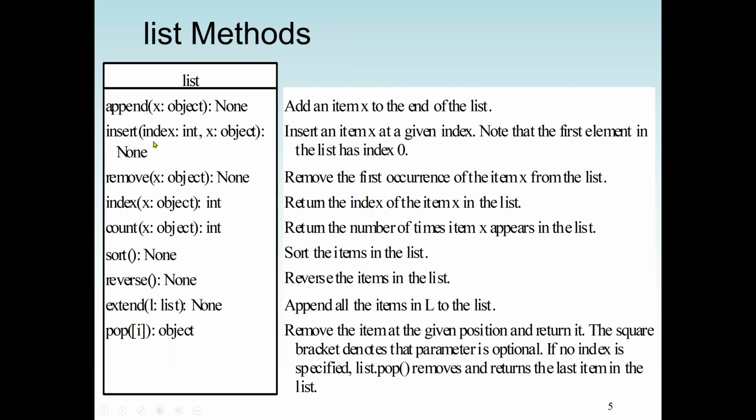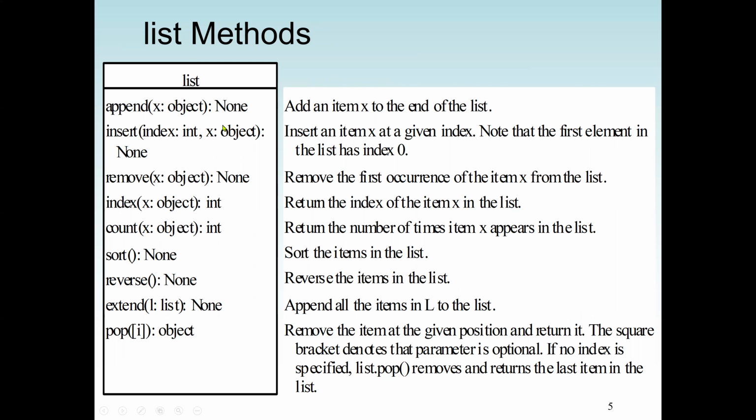Same thing, we have an insert method. It takes the argument index. The index will always be an int because the index is the location of the item and normally starts from 0 to 1 less than the size. So if the size is 10, from 0 to 9. If the size is 50, then we go from 0 to 49. So it takes 2 arguments, and we also have none here, which means the insert method doesn't expect a returning value.